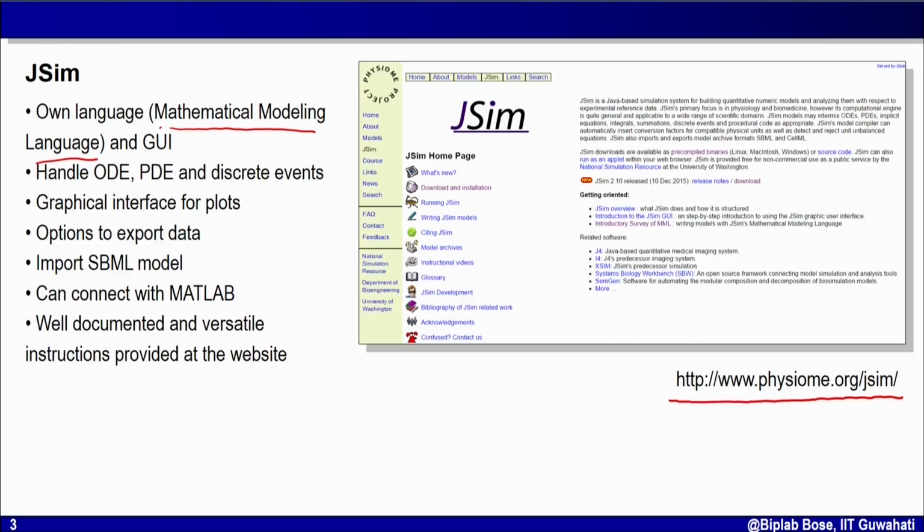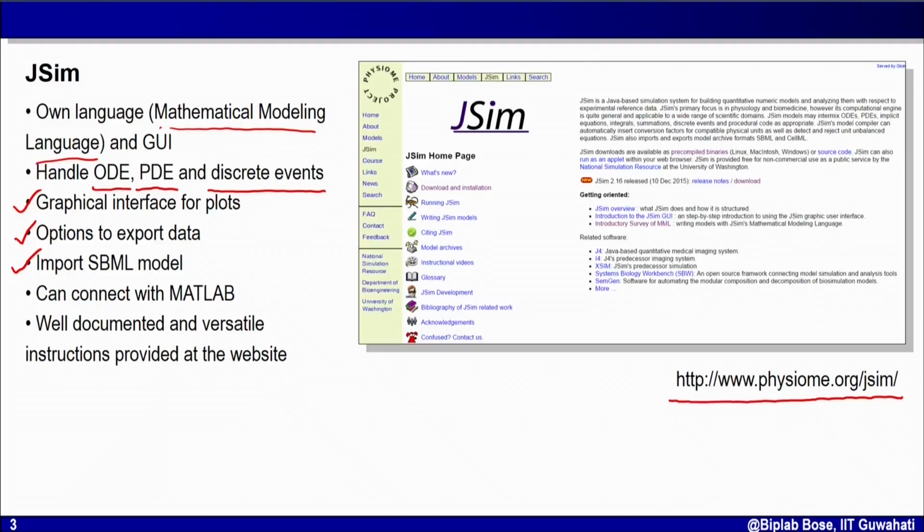Interestingly, JSim can handle ordinary differential equations, it can handle partial differential equations, and it can even handle models with discrete events. It has a graphical user interface where you can plot your data and results. It has an option to export your data as a text file so that you can plot the graphs in other software like Microsoft Excel. It can import SBML models. SBML stands for Systems Biology Markup Language.